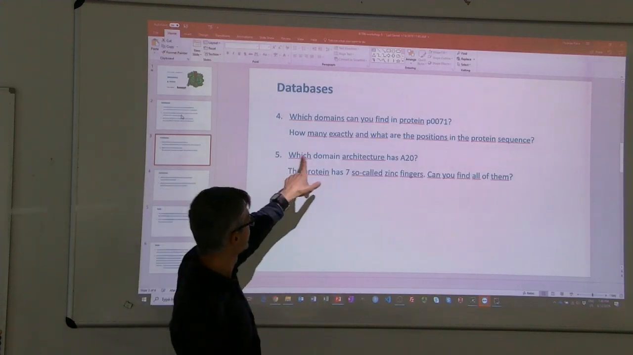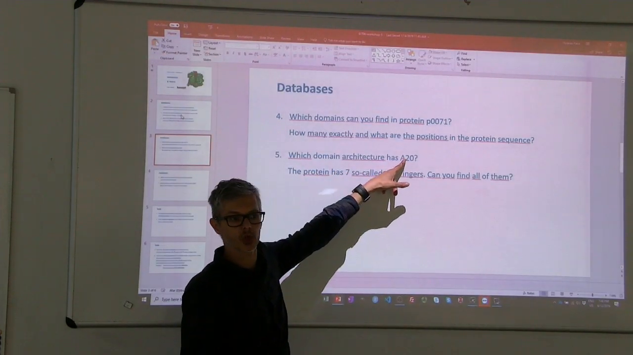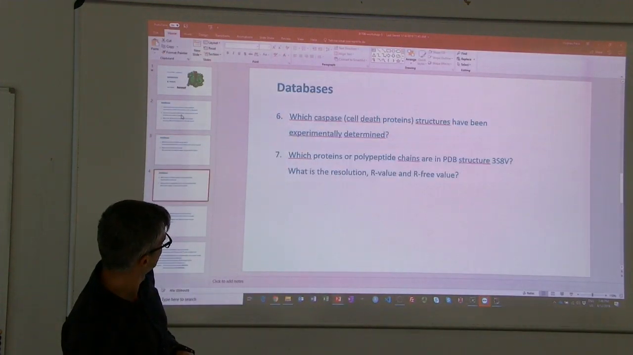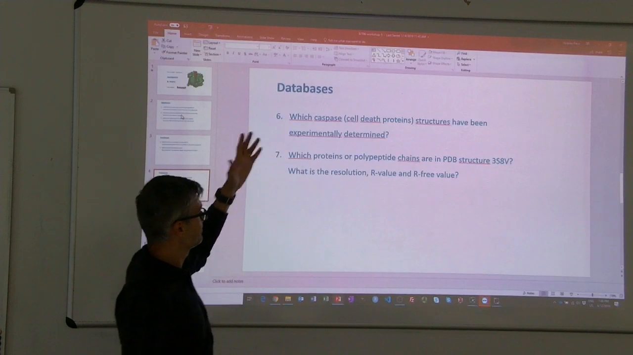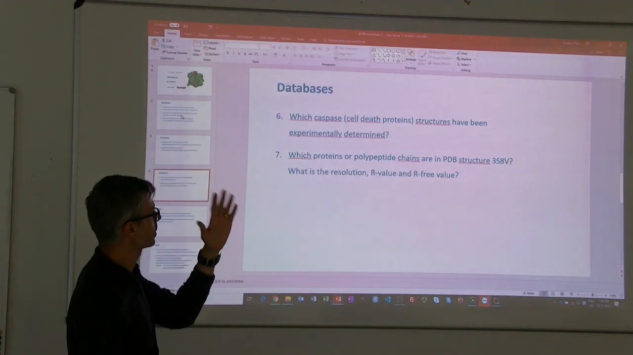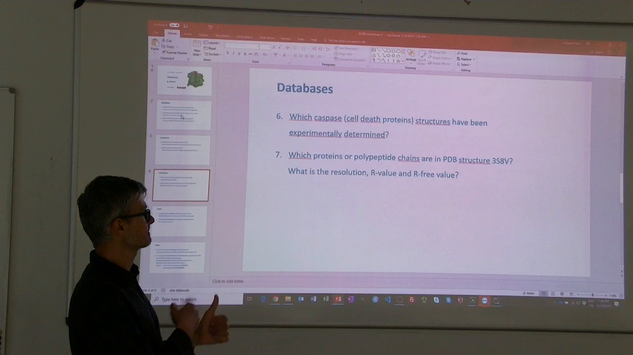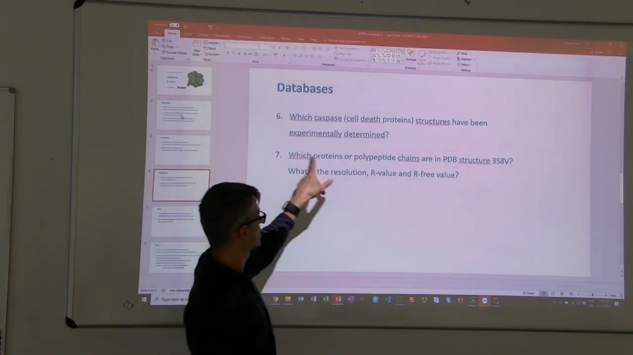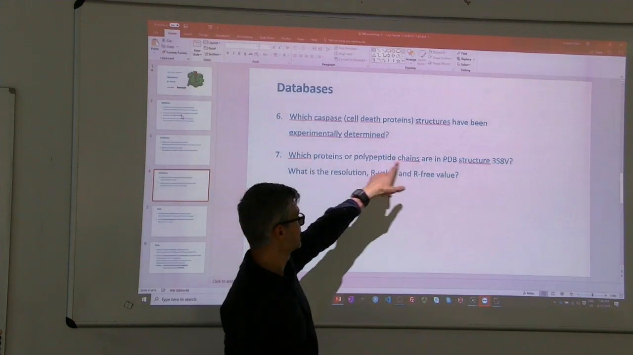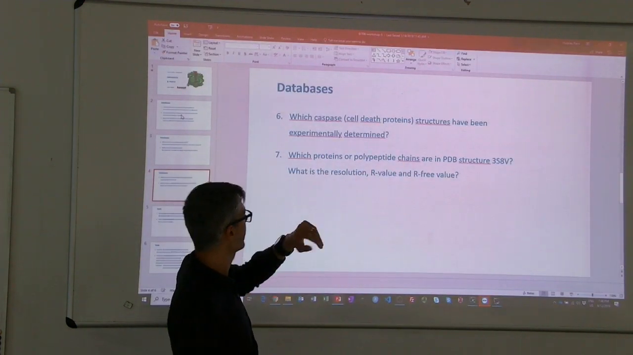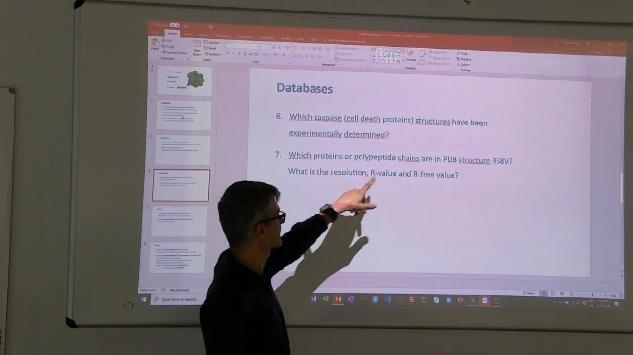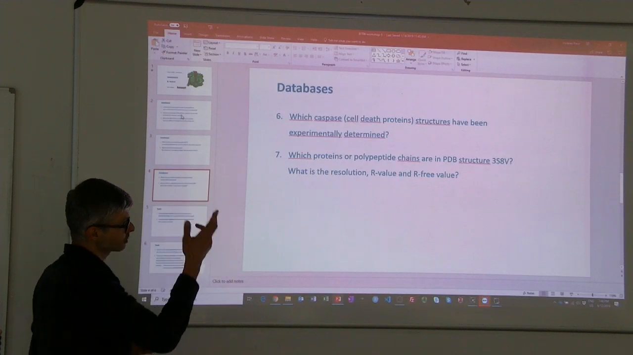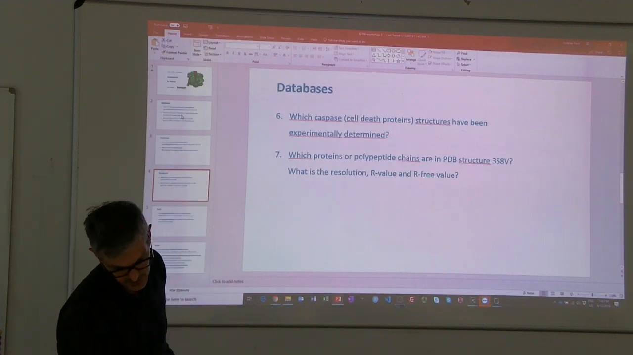Then domain architecture is again the CD search tool that you can use. Caspases, then you look in the PDB database, you could sort them and have a look. Do I have caspase 1, do I have caspase 2, 3, and so on. Then this is just looking at the PDB website, how many chains there are, chain A, B, and so on. What is the resolution in angstrom, what is the R value, the R free value. You can answer these questions just by looking at the homepage of the structure on PDB.